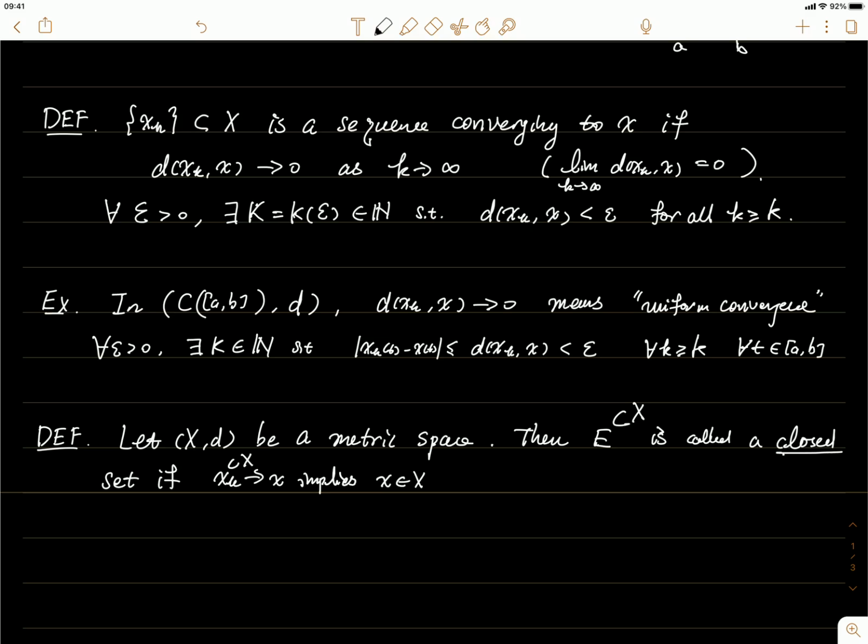For example, we have a metric space X, and a subset E of the space. We say this E is a closed set if whenever we have a sequence of points from E and they are known to be convergent to some point x, then their limit x must also be in E. So that's what I mean by a closed set. You probably have all seen this before, so I'm not going to talk about more details on that.